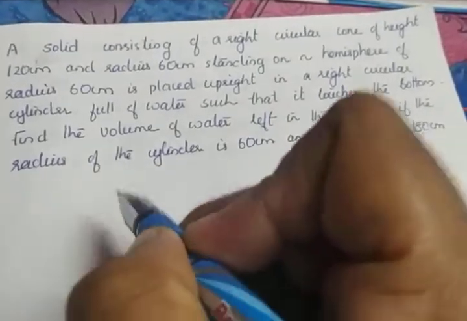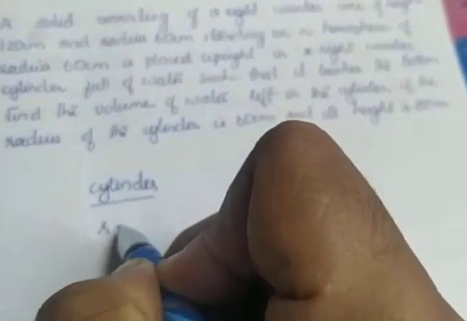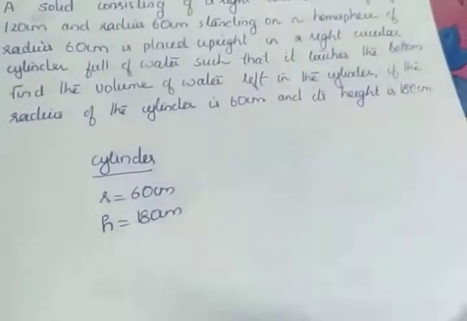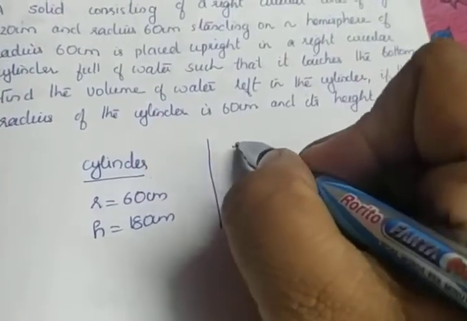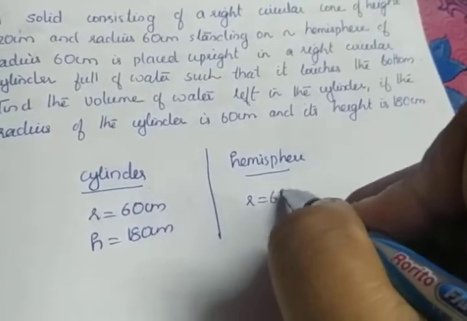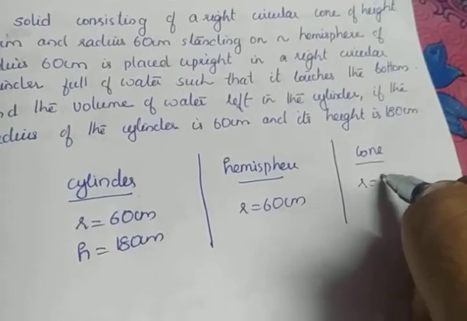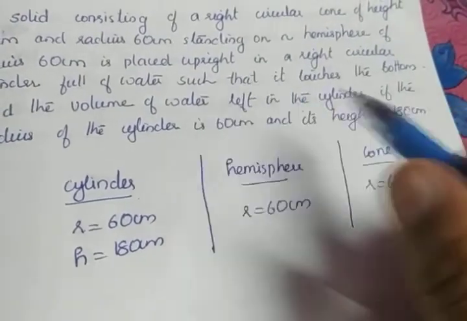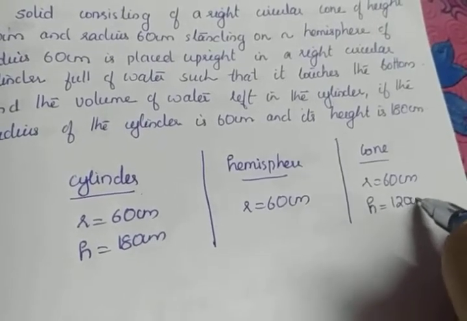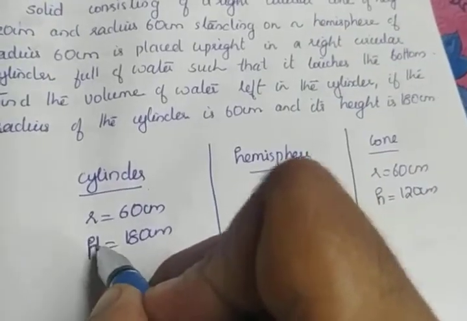So there are three shapes given in the question. It's a cylinder which is full of water. Its radius is equal to 60 cm and its height is given as 180 cm. The second shape is a hemisphere. For the hemisphere also the radius is 60 cm. And the third shape is a cone, its radius is also 60 cm and the height of the cone is directly given as 120 cm. Since there are two heights, we will write capital H for the height of the cylinder. Okay, and what is the question?